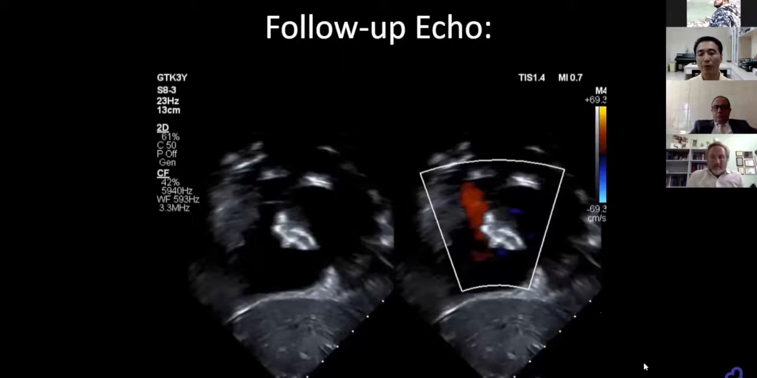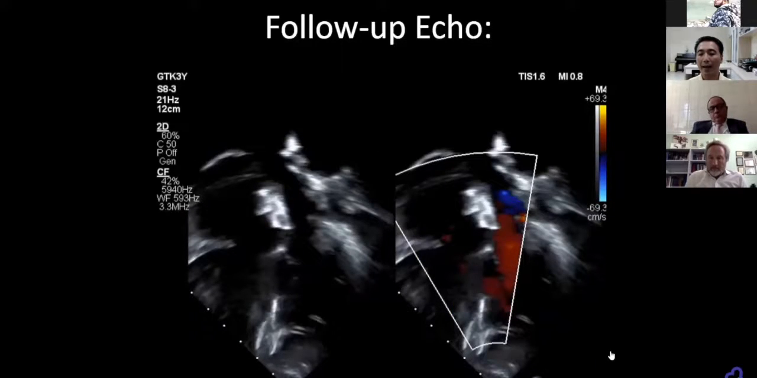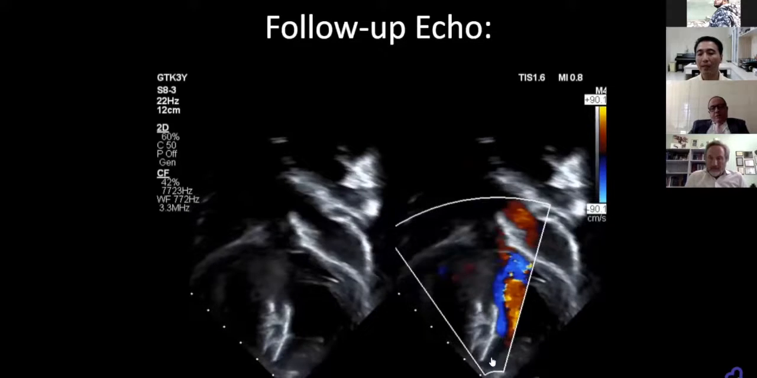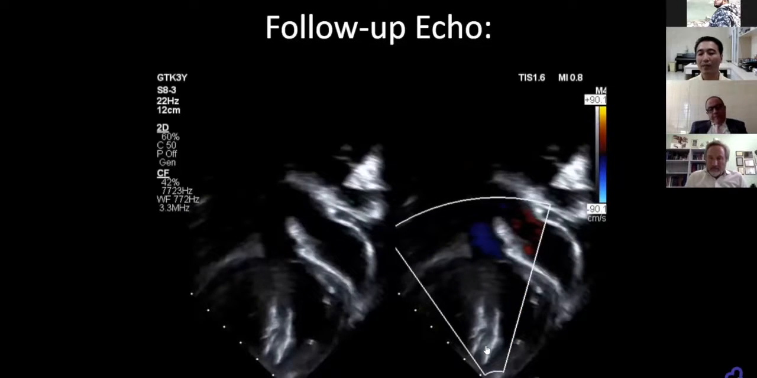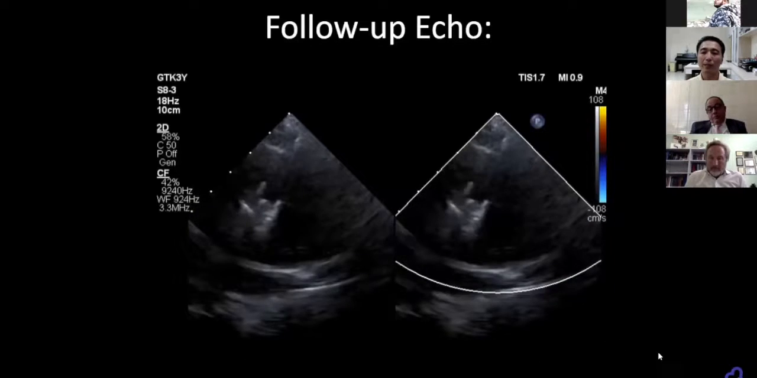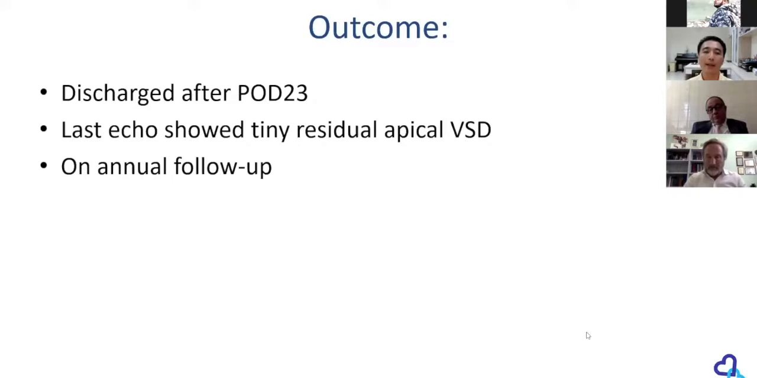So the post follow-up echo shows a good device position, and you can see a hint of a residual tiny VSD in the apical region. And in the short axis view, you can see the device sitting very nicely. This patient was discharged post-op day 23, and the last follow-up shows a tiny residual apical VSD, and is on annual follow-up.